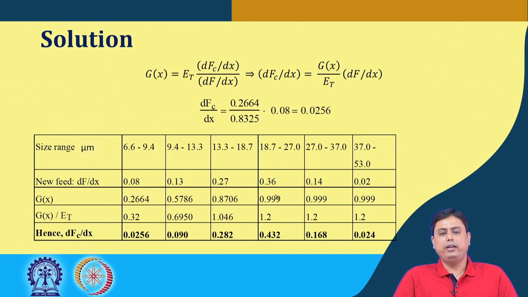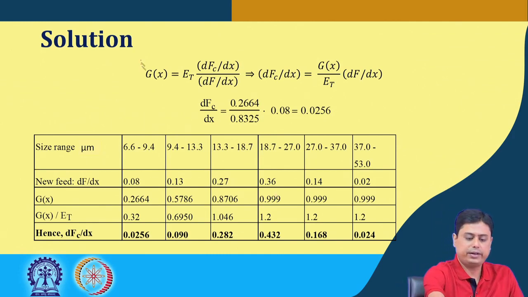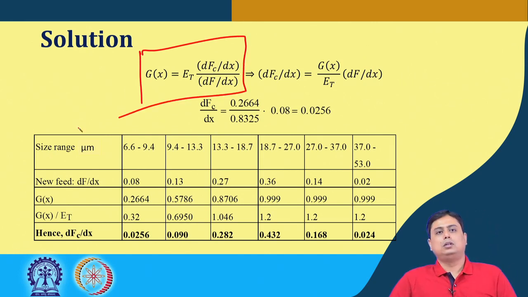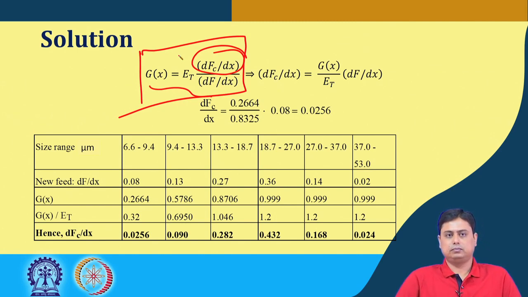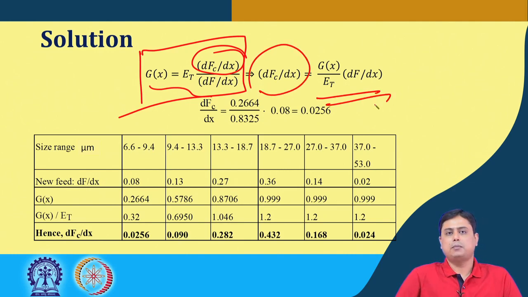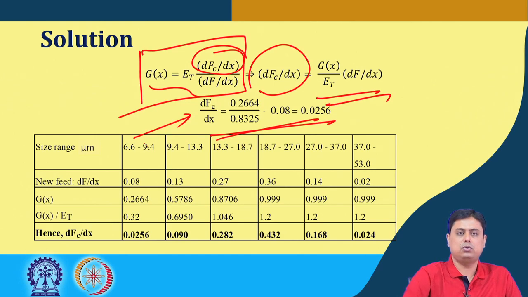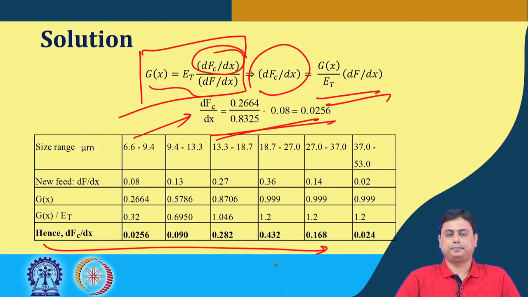We just rearrange the grade efficiency expression. This was the grade efficiency expression. Now, there it was related with the coarse product size distribution and the feed size distribution. Now, here all the parameters are known except dFc by dx. So, dFc by dx we can write in this manner, and again one of such calculations is given here for 6.6 to 9.4 size range, and we can have this table completed.